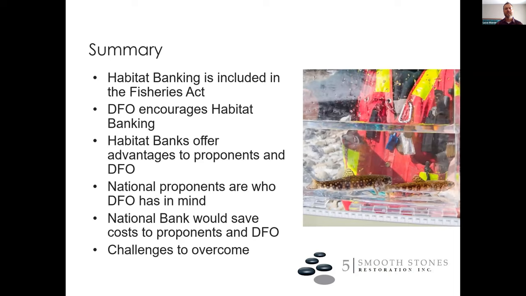So in summary, habitat banking is now included in the Fisheries Act, which is exciting. It's been mentioned too that DFO is encouraging habitat banking where appropriate, and that's good news. We've discussed how habitat banks offer advantages to both proponents and to DFO, and that national proponents are who DFO has in mind.